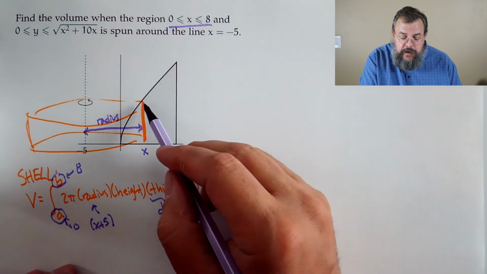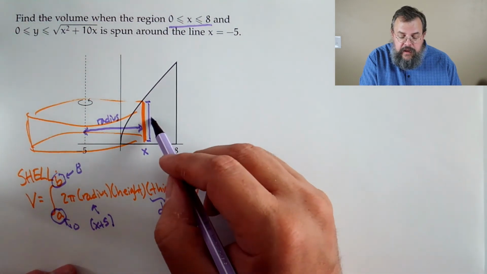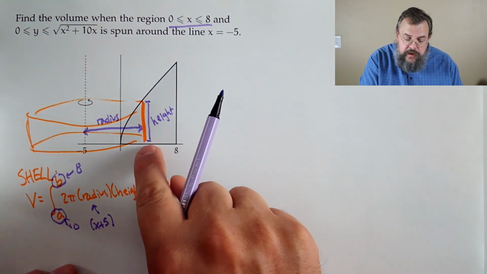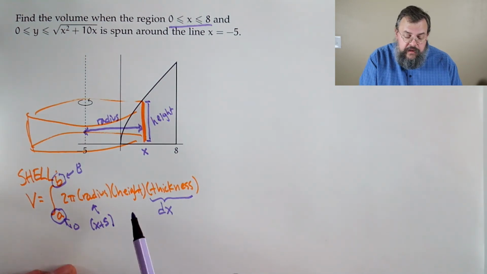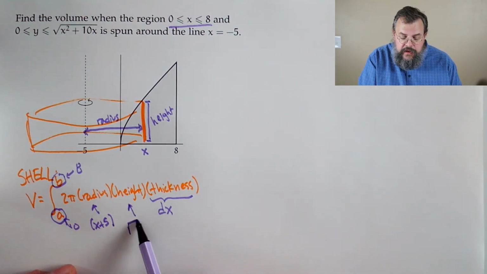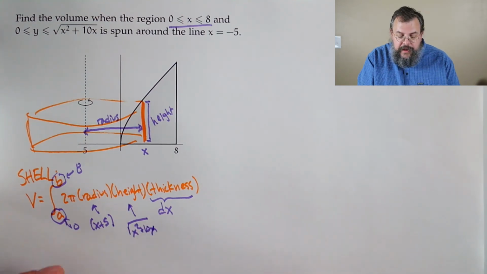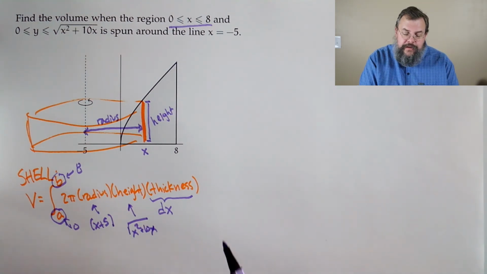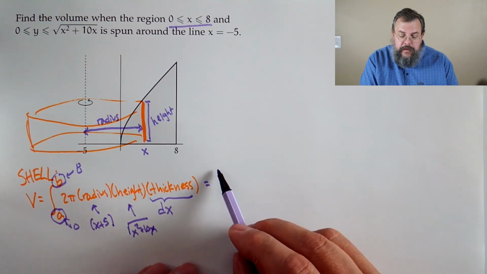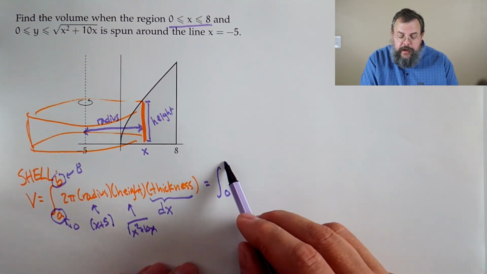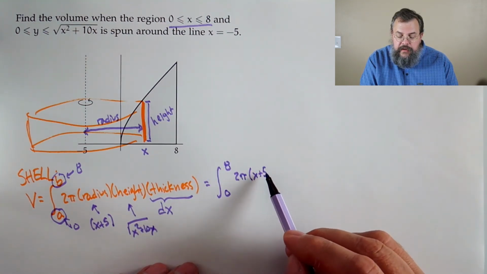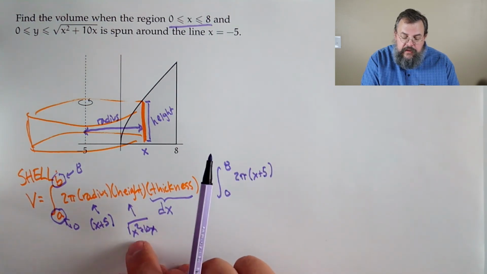How about the height? Well, the height is this length. How far up and down do we go? So that's from 0 up to the curve square root of x squared plus 10x. So that would be the square root of x squared plus 10x. All right, good. All our pieces are in place. So let's see what we can say. This is going to be the integral 0 up to 8, 2 pi times x plus 5 times the square root of x squared plus 10x.